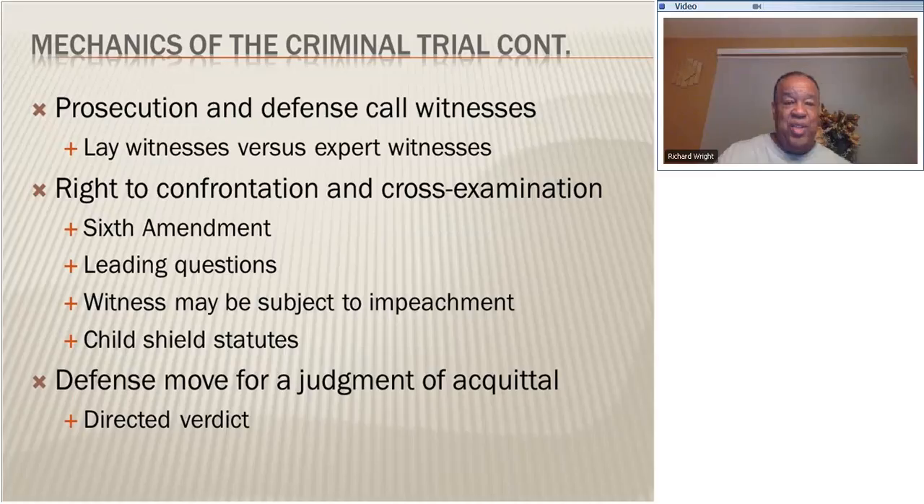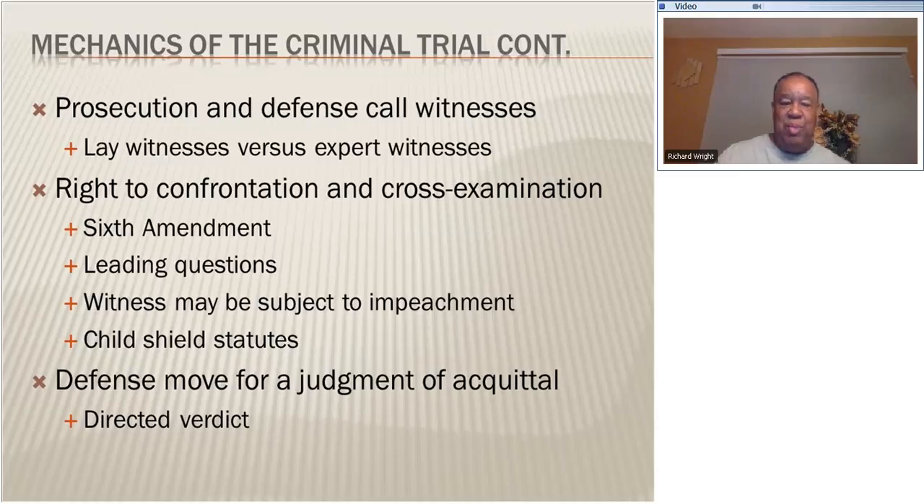Each side has a right to call witnesses, and I already talked about lay witnesses versus expert witnesses. Right to cross-examine the witnesses. Leading questions cannot be asked of your own witness. So a defense attorney can't put on a witness of theirs and then ask leading questions. That's going to be objected to. Same thing with the prosecution.